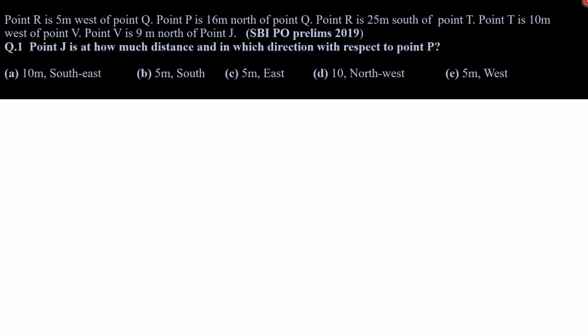Now let's move on to the first question. So this is the first question. It came in SBI PO prelims 2019. So what is the question? Point R is 5 meter west of Q. So first we are going to draw our direction. Now we'll proceed to the question.